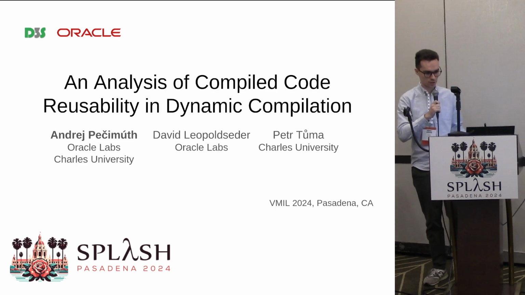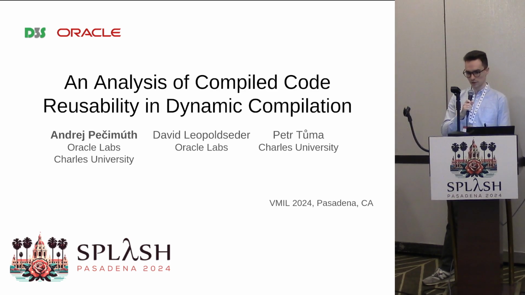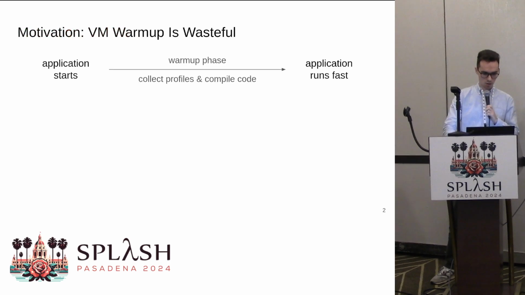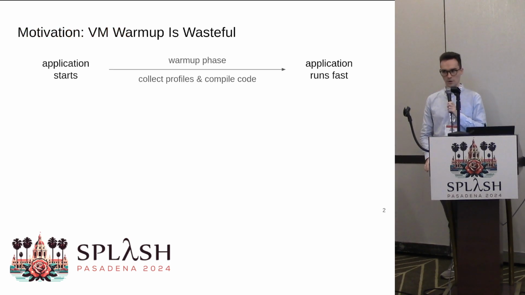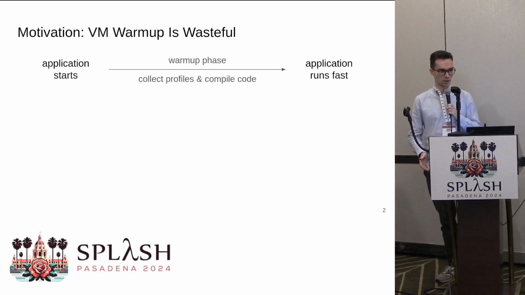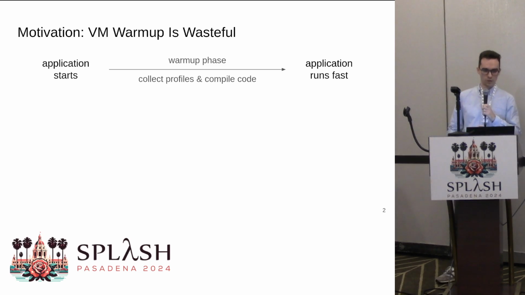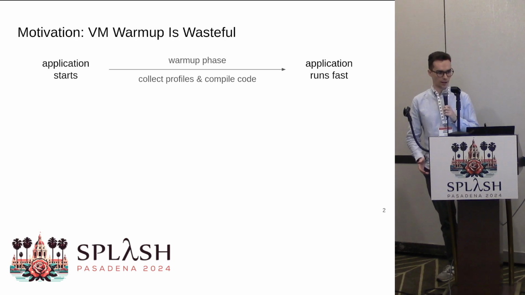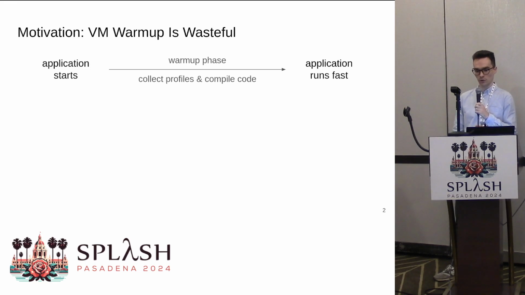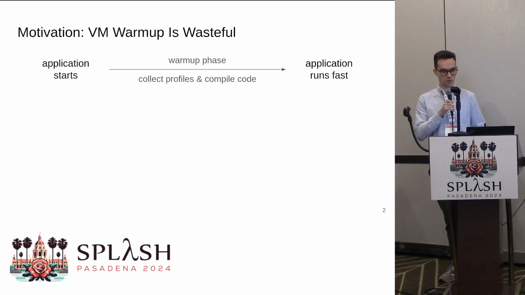Great. So this talk is about reusing compiled code in the context of a modern dynamic compiler. The motivation for this work is VM warmup. When an application starts, its execution speed is usually slower at the beginning, and early in its lifetime, the VM collects execution profiles and compiles the hottest methods. And once compiled code for the most performance-sensitive methods is available, the application usually speeds up.